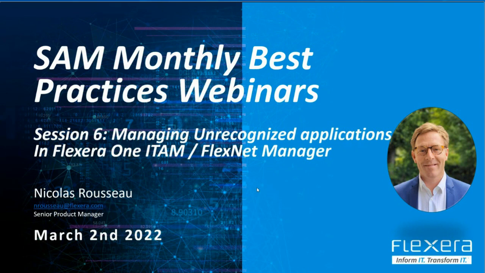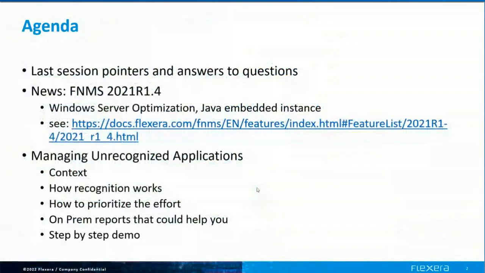So we will go for a full hour together, and I will move forward with the agenda. The agenda will first cover the last session pointers and the answers to the questions. Last session was on Java and Windows Server Optimization, the coming features for 2021 R1.4. Then I will go through some news, which are quite redundant with what we saw last time, so I will not spend too much time on the two topics. You can actually go back to the previous session to get information.